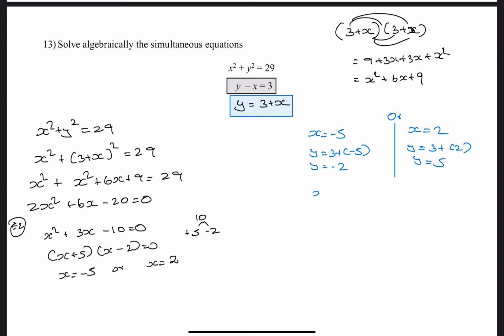Okay. You can write the answer neatly down. Okay. And these are your finalized answers. This one, you have to write the or. You have to put or. Okay. Good. Moving on.